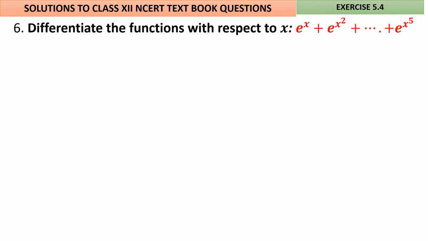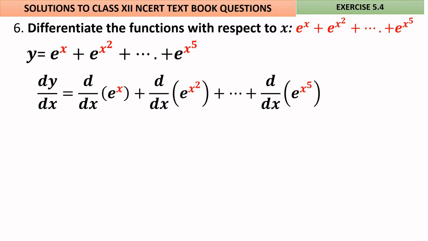Move on to question number 6. e power x plus e power x square and so on up to e power x power 5. How many terms are there? 5 terms are there. We have to differentiate them one after the other: e power x, e power x square, e power x power 5. First the derivative of e power x, the derivative of e power x square, the derivative of e power x power 5.